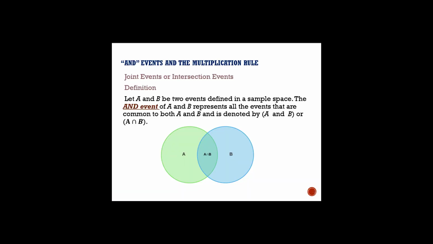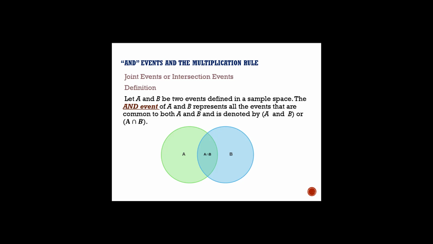Now next I want to talk about something called joint events, and I call those AND events. They're also called intersection events. Now when you put this on a flashcard, you need to say that AND events, joint events, intersection events all mean the same thing. So what we're talking about is A and B being two separate events that are defined, and this is my sample space representation with a Venn diagram. And the AND event of A and B is all of the events that are common to both A and to B. That makes sense, doesn't it?